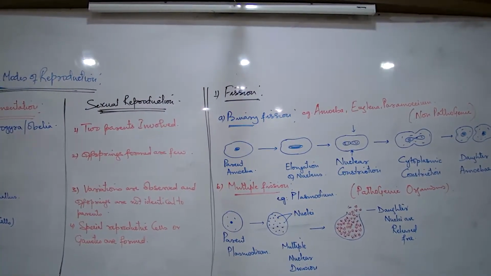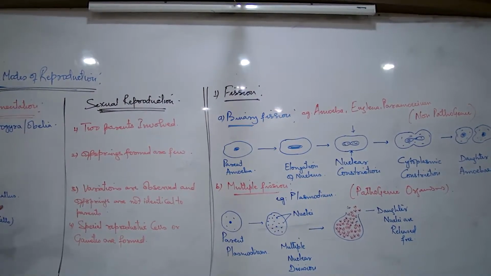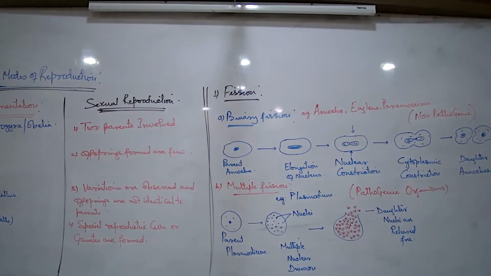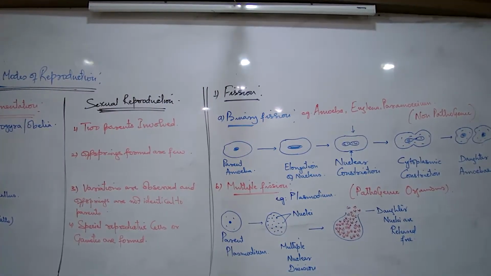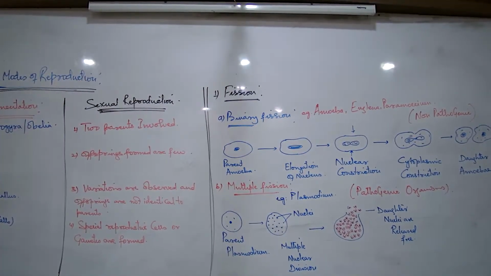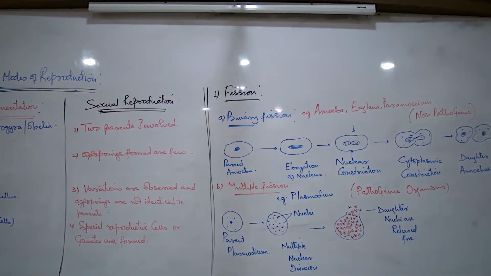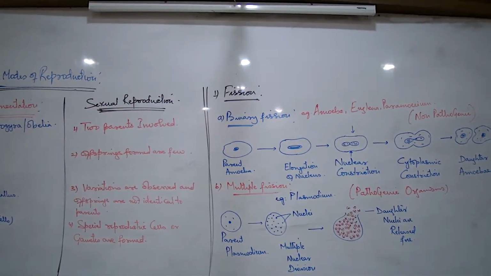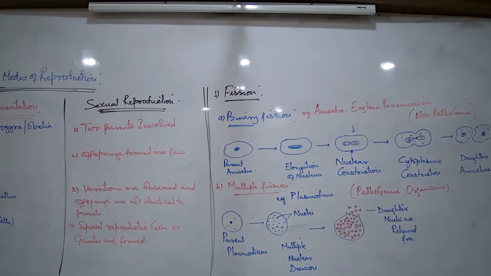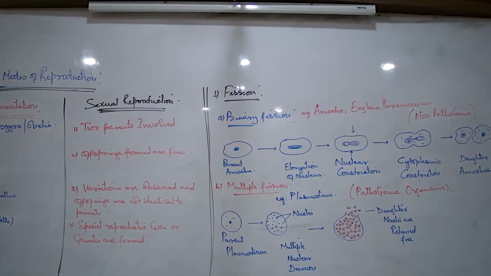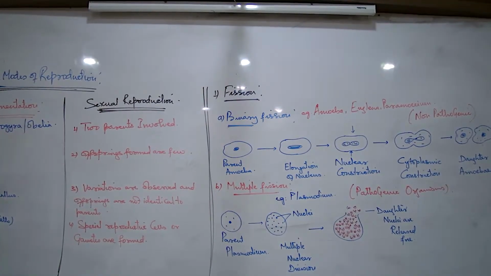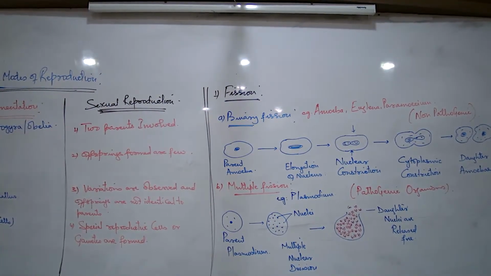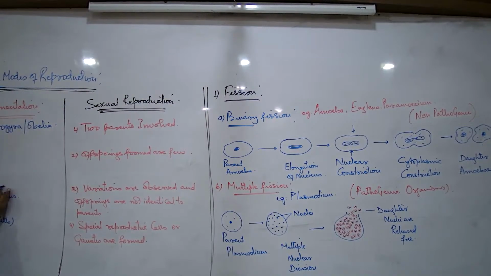Draw this diagram next. Are you done with these two? Multiple fission, binary fission, take the next one up: fragmentation. First you draw the entire thallus as I had drawn earlier. Let me just draw it again. First you will have to draw the entire thallus, complete the entire filamentous structure first. Then you show the number of fragments.